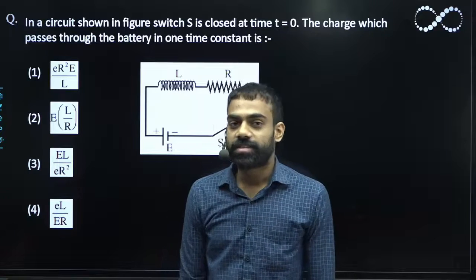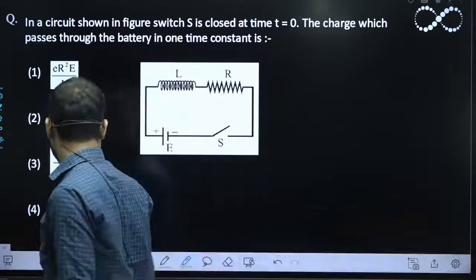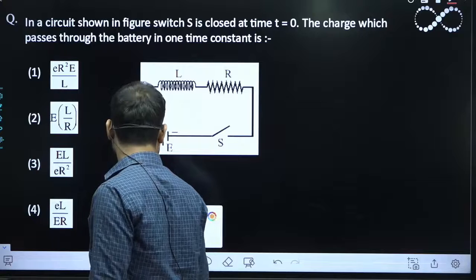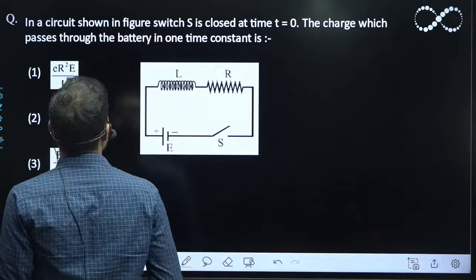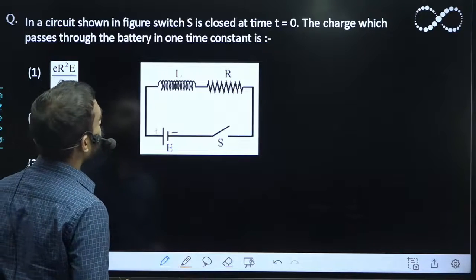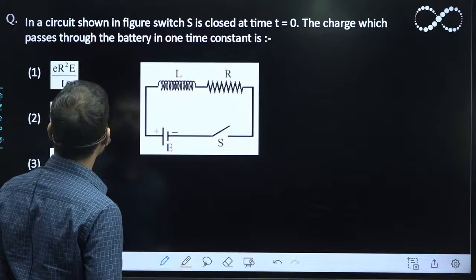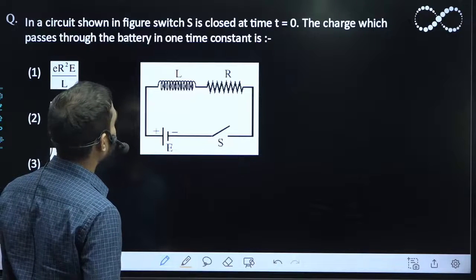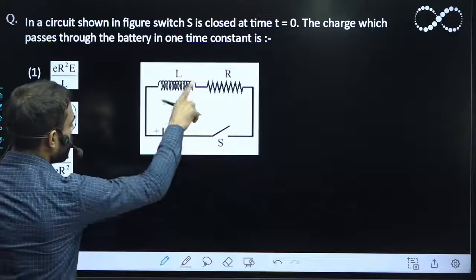Hello students, let us see this question here. In a circuit shown in the figure, the switch S is closed at time t equal to 0. The charge which passes through the battery in one time constant is. So, this is the LR circuit.